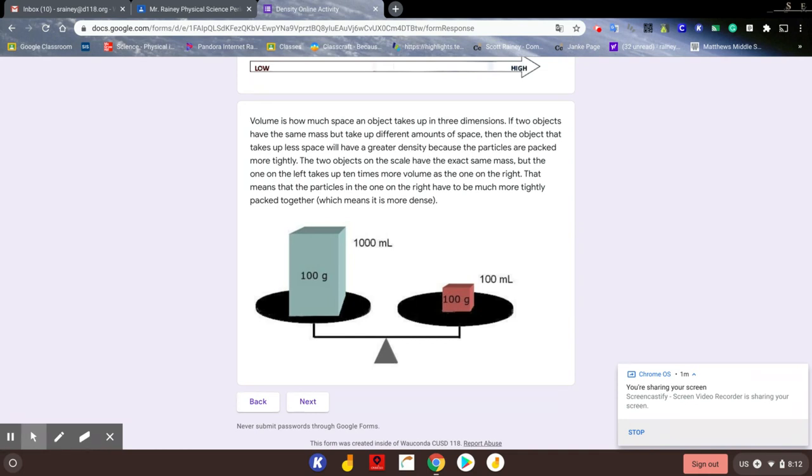The 2 objects on the scale have this exact same mass, but the one on the left takes up 10 times more volume than the one on the right. That means the particles in the one on the right have to be much more tightly packed together, which means it is more dense.